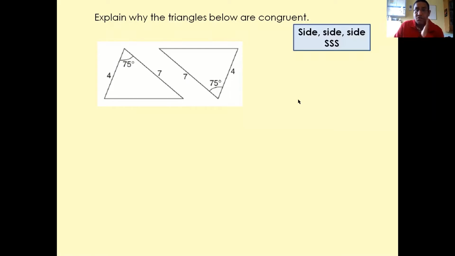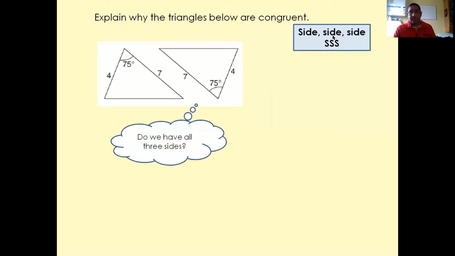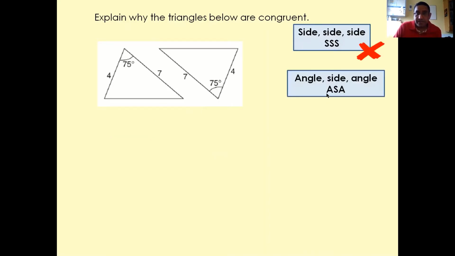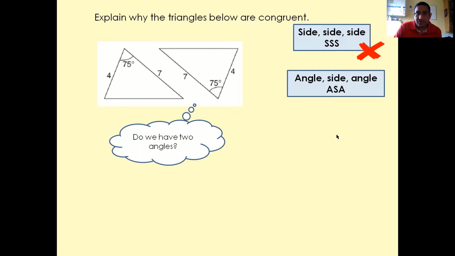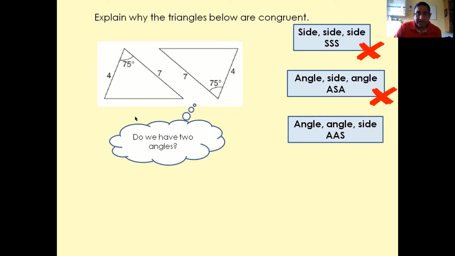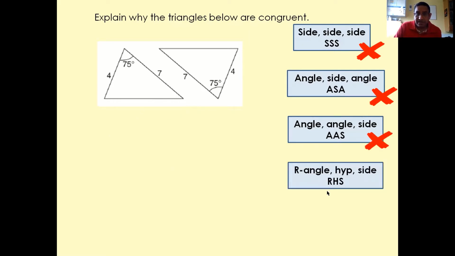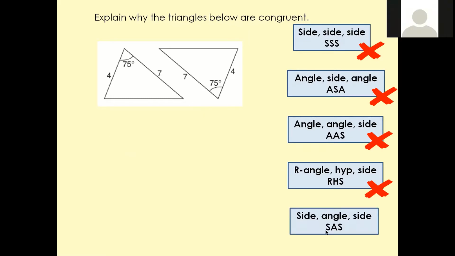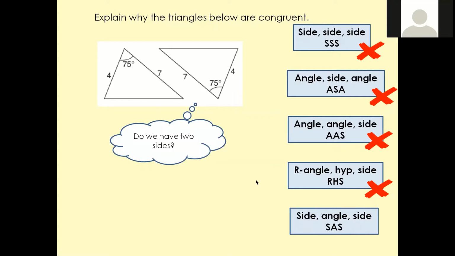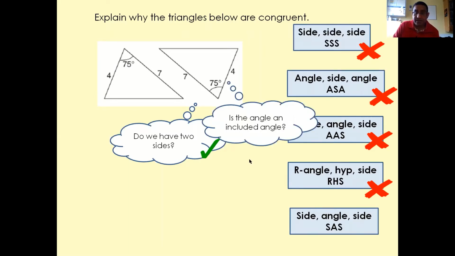So let's have a look at all the rules we have done. SSS, that's not going to follow this. Angle, side, angle, that's not going to follow this congruency. AAS, that's not right again. RHS is not right again. And SAS seems the right option. So side, angle, side, that's going to be the correct answer.